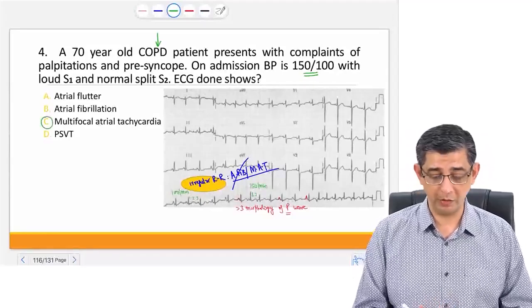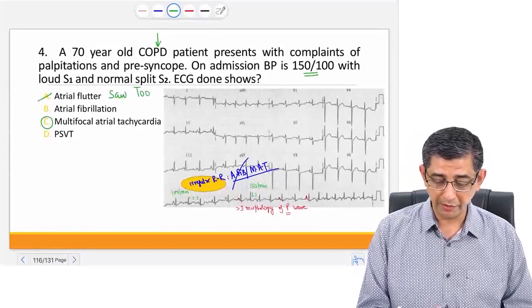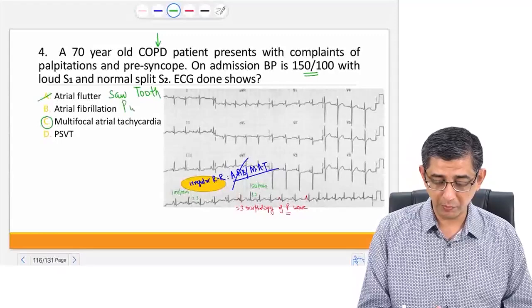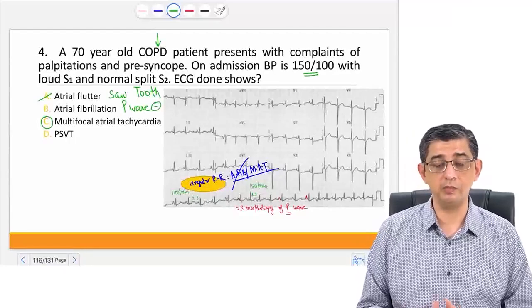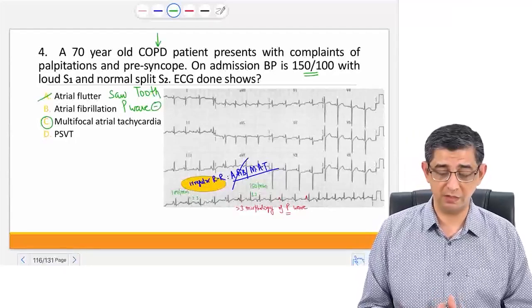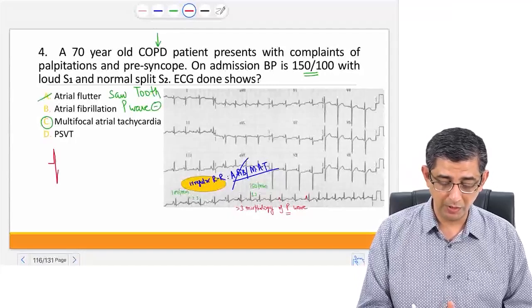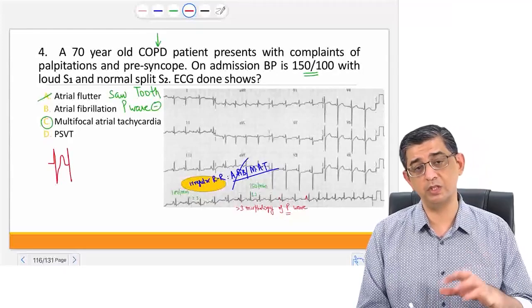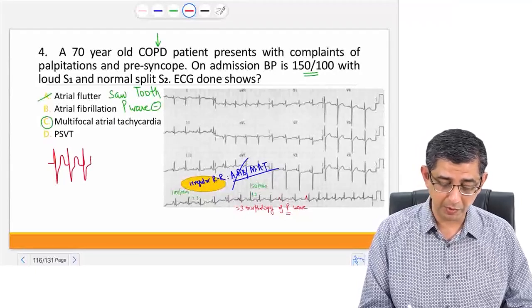Atrial flutter is ruled out because there is no sawtooth pattern that is visualized here. Atrial fibrillation is ruled out because it should have absence of P wave, whereas here P waves are present. And paroxysmal supraventricular tachycardia has a very characteristic morphology which I can hand draw before you once again. A global ST segment depression. Then there would be absent P waves again because there is merging of the P and the T wave, and PSVT ECG will anyway come up subsequently.